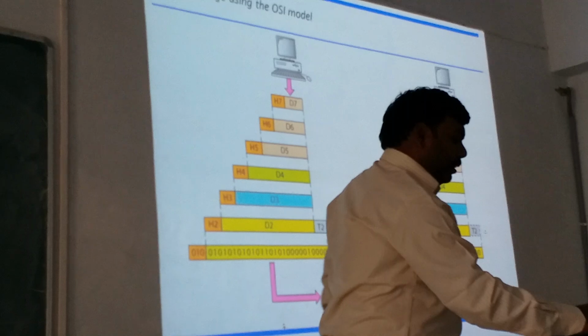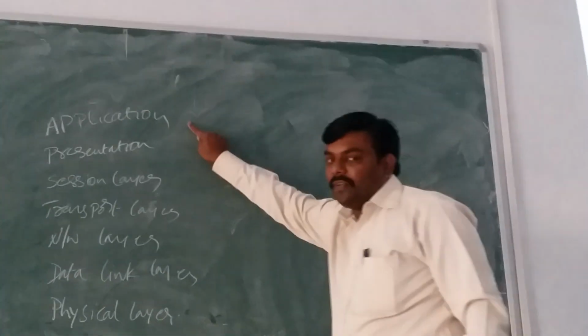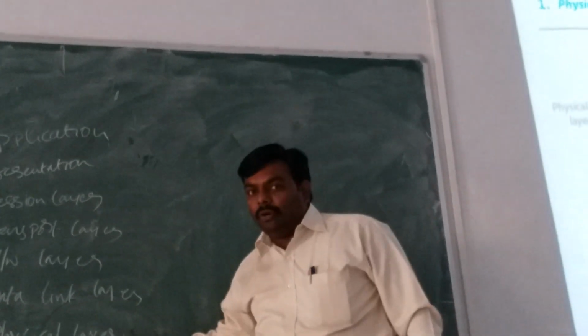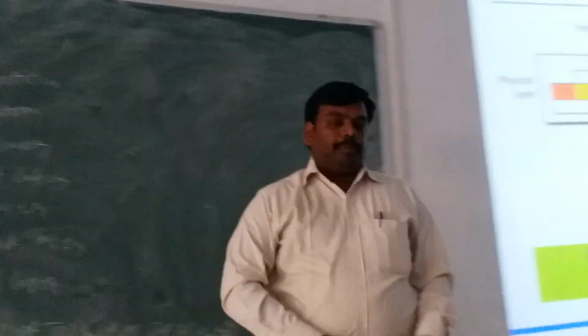How, we will discuss layer by layer. So first we will discuss the physical layer. Physical layer is the first layer. This one is the first layer, but we are reading from top to down. Actually it is from bottom to up.